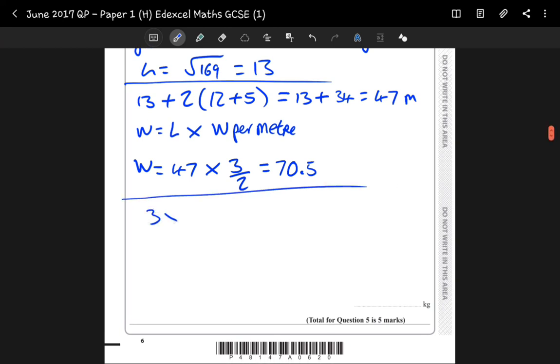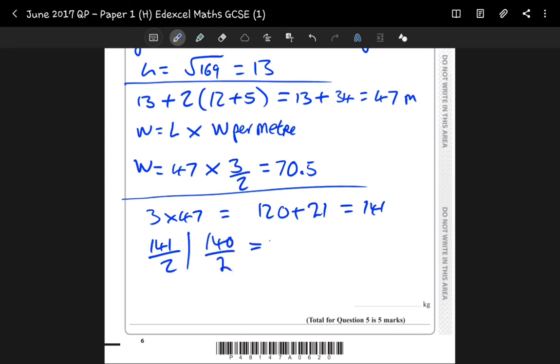I'd say 3 times 47. Well, we're going to have 120 add 21, which equals 141. And then you want to divide 141 by 2. Now, a quick way of doing that is to say, what's 140 divided by 2? Well, that's 70. But then we've got the 1, so what's your half, which is 0.5.